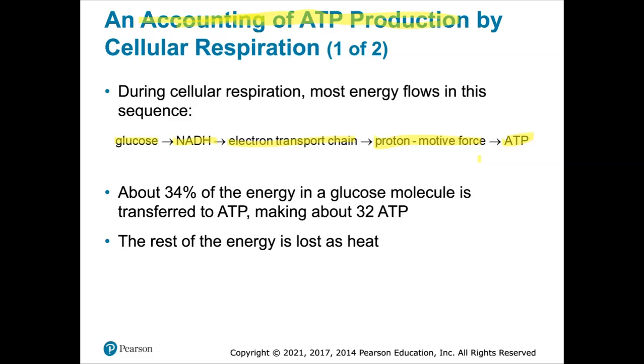So with cellular respiration, since it happens in all of these steps, if it just happened as one chemical reaction, it wouldn't be as energy efficient. But because cellular respiration is broken up into all of these different steps, we get about 34% of the energy from the glucose molecule as ATP. And that ends up making about 32 ATP total. And the rest of that energy is lost as heat. So that would be the other 66%.